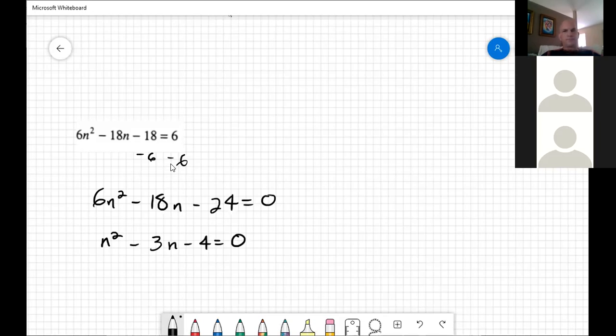And then would it be n minus 4 and n plus 1 equals 0? Yeah. Okay. Wait, n minus 4 and n plus 1. Yep. And then you set both of those equal to 0 and figure out what your x's are, or n's are in this case. But how'd you get 10? No, 1. Oh, I was like, oh. Negative 4 and plus 1.